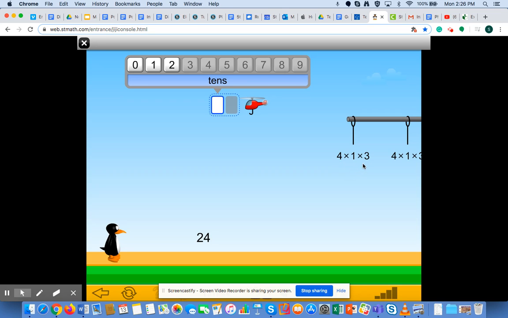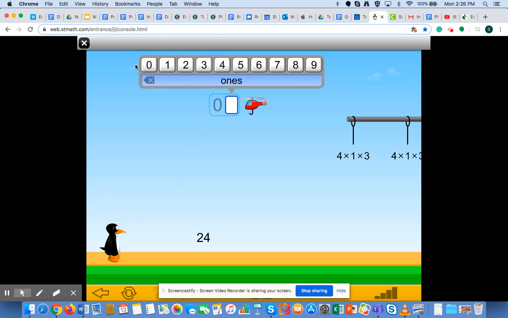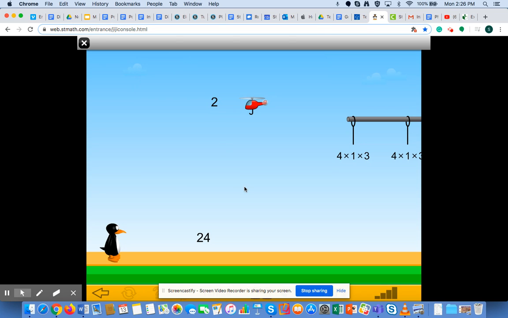So what is 4 times 3? Well, that's 12. Now I have to determine how many 12s do I need to fill up 24. Well, I know it's more than 1, and I do know that 12 plus 12 is 24. So that should mean that I need 2 helicopters. So I know that's going to be a 0 in the tens place, a 2 in the ones.